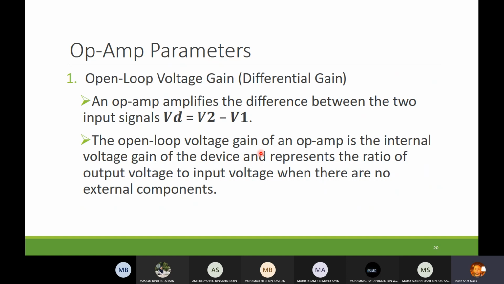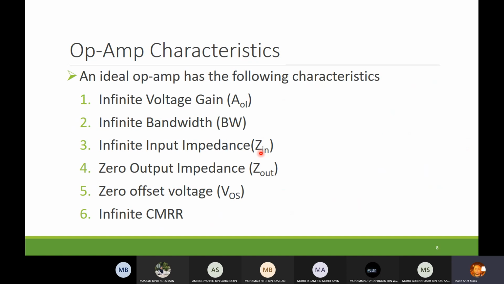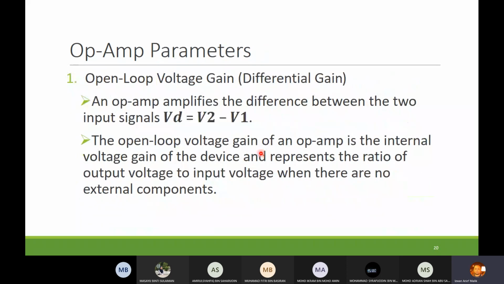Okay, then we look into the parameters, benda-benda yang kita discuss dekat sini tadi, karakteristik dia tadi. So now we look into the parameters. The open loop voltage gain for differential gain. So an op-amp amplifies the difference between the two input signals. So VD equivalent to V2 minus V1.